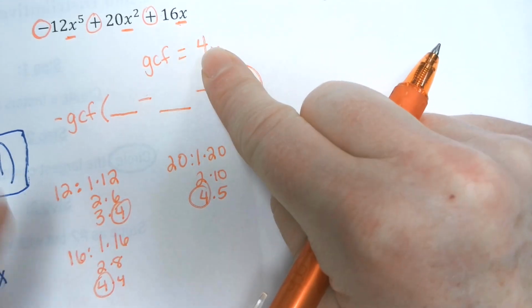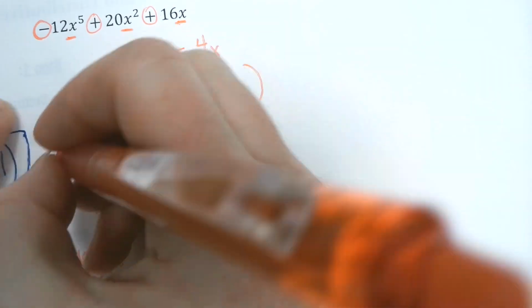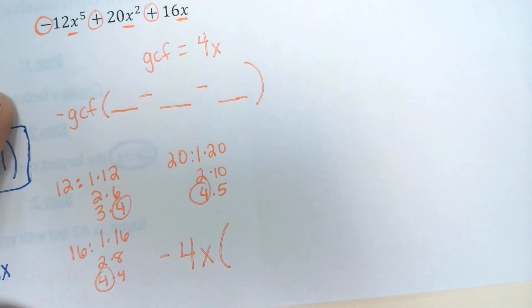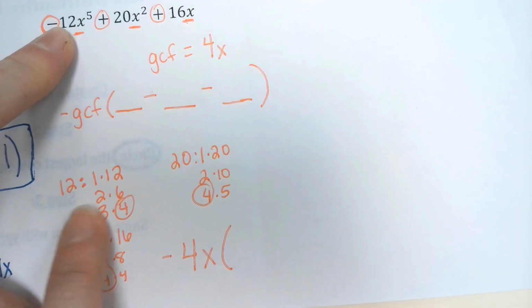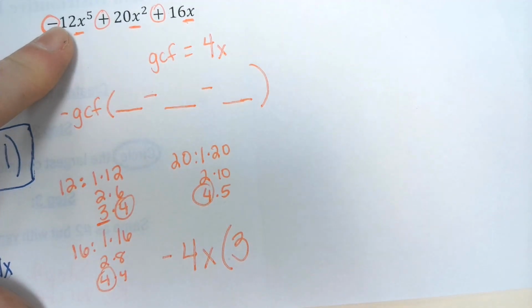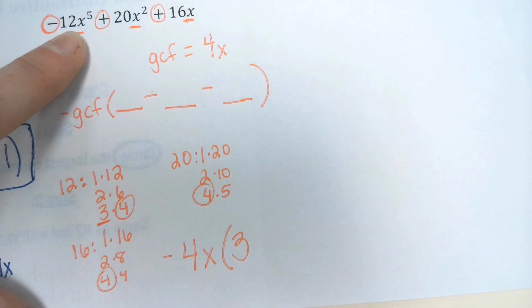Okay, so we're going to write this, but remember, since that negative's out there, the math police say you got to pull it out. So we're going to do negative 4x, parenthesis, and we need 3 terms. So I look at 12. What was 4 times to get 12? See my match? Underline it. It's 3. If I take one x out, because it's my GCF, how many x's do I have left? It's going to be x to the what power if I take one of them away? X to the 4th.